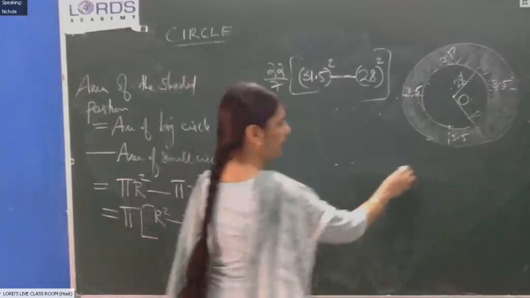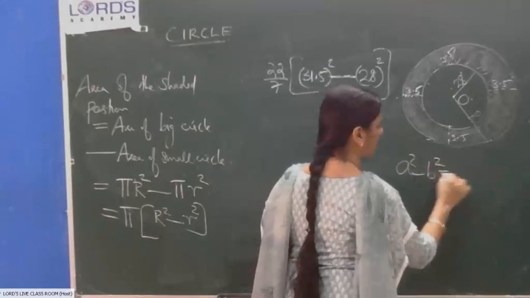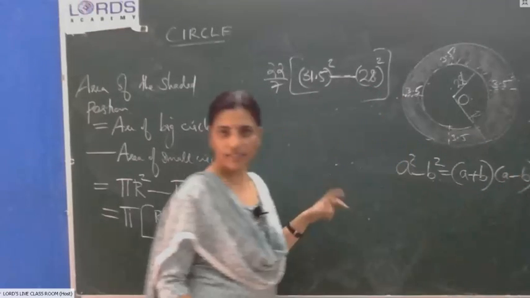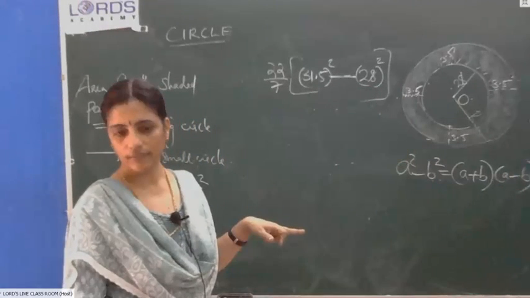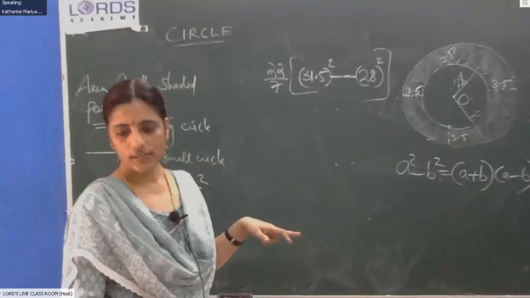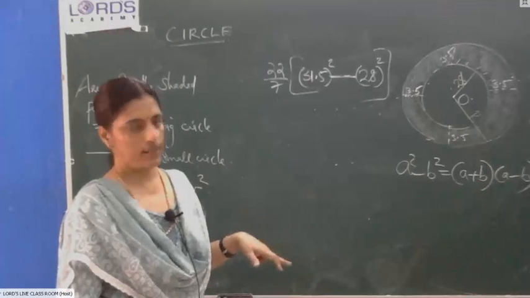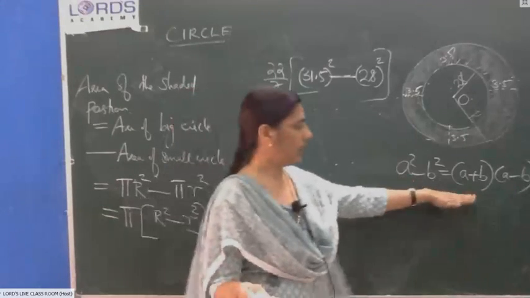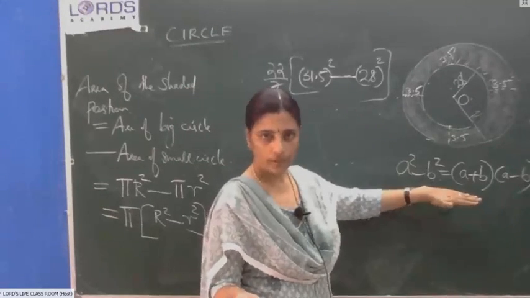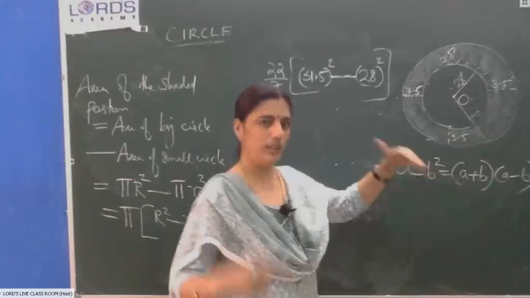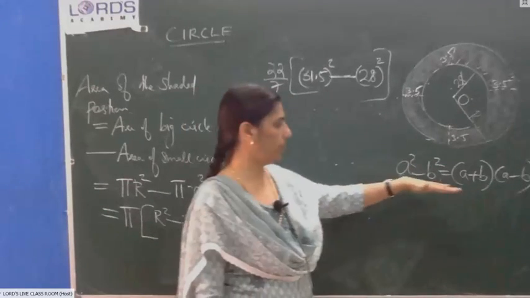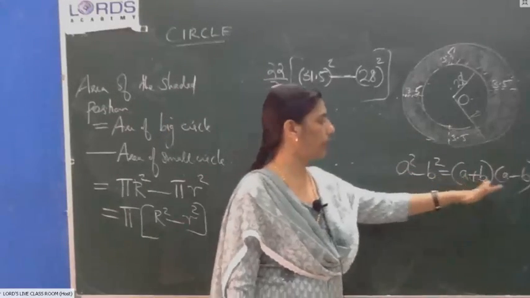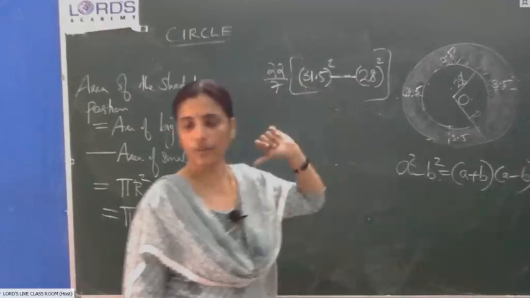Let me write here. A square minus b square equals a plus b into a minus b. Did you study this identity? Studied? Yes. Then those who forgot, please write this identity in the right side of the book, not in the working column. A square minus b square equals a plus b into a minus b. If you know that identity, this calculation will be easy.